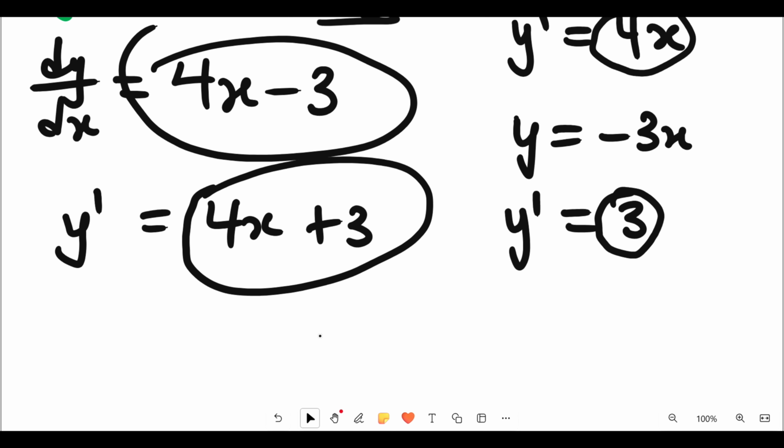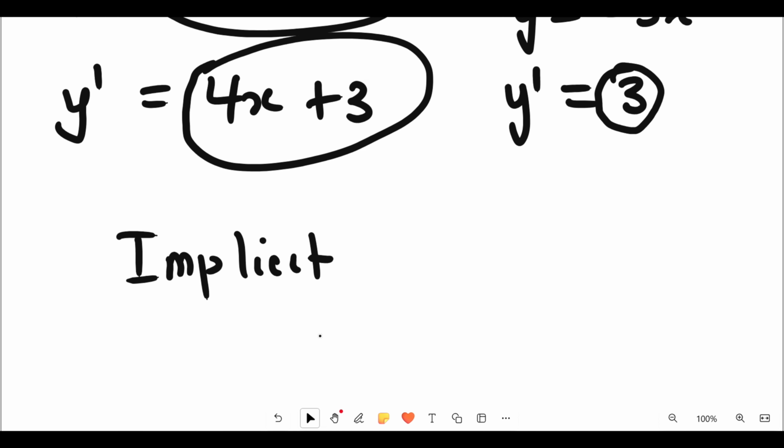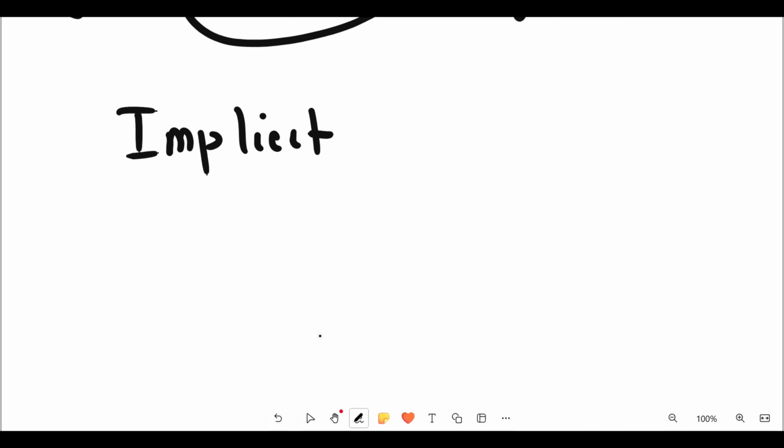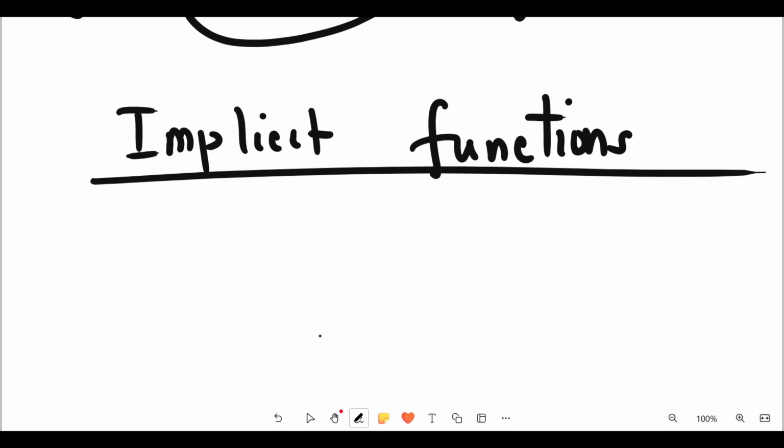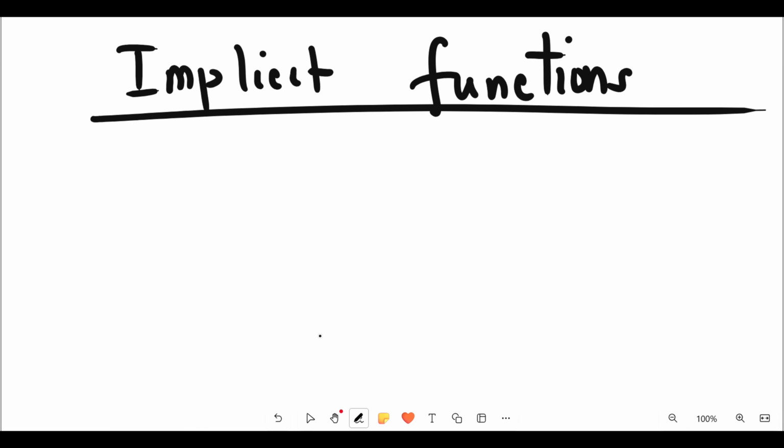So we'll now learn how to work on implicit functions. Let us now focus on implicit functions. I will start with my first implicit function, then we'll learn how to go about it. We are going to apply what we just did, meaning you take each component, then you differentiate with respect to x.